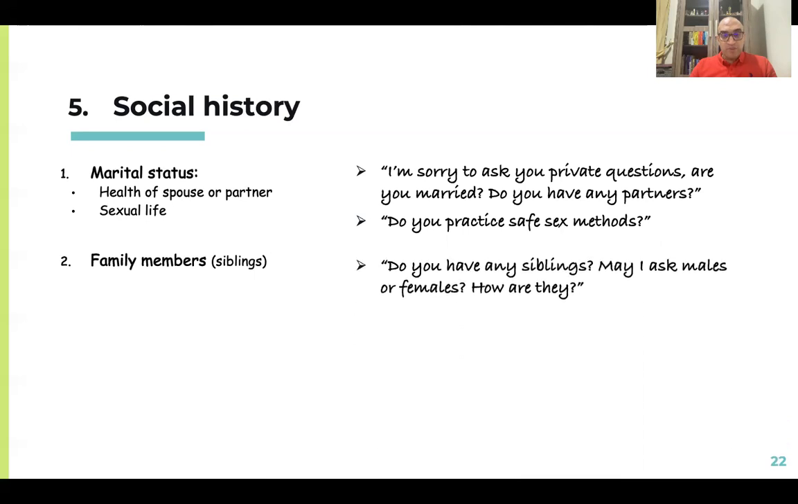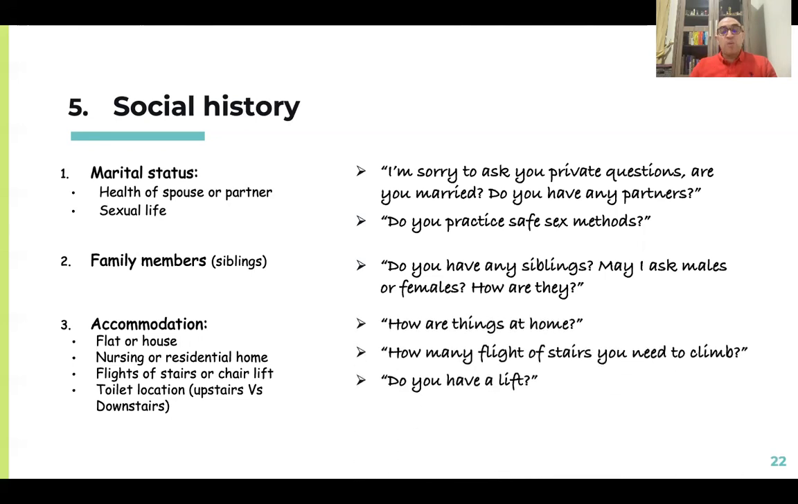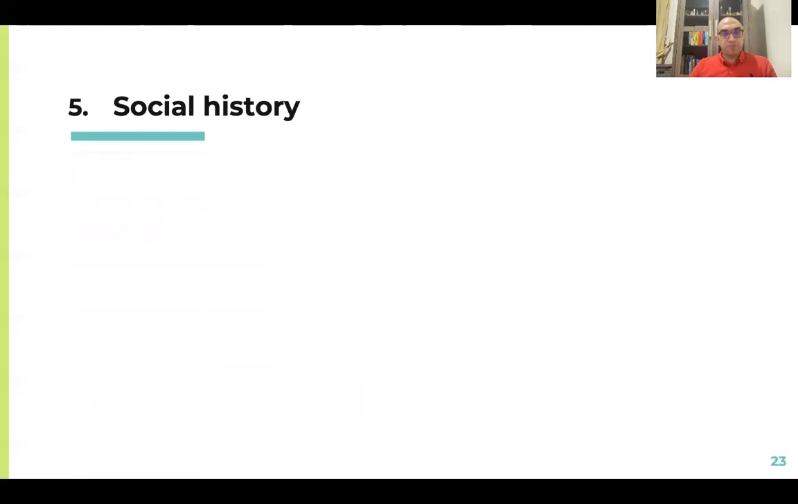For family members, do you have any siblings? May I ask, males or females, and how are they? For accommodation, you have to clarify whether he is living in a flat or house, or even in a nursing or residential home, flights of stairs or chair lift, toilet location, upstairs or downstairs, especially if there is disability. How are things at home? How many flights of stairs do you need to climb? And do you have a lift?